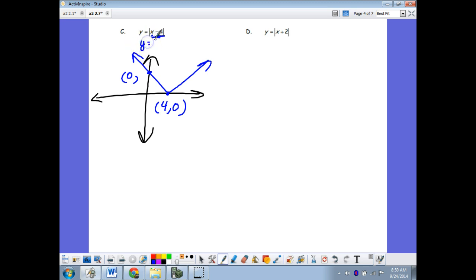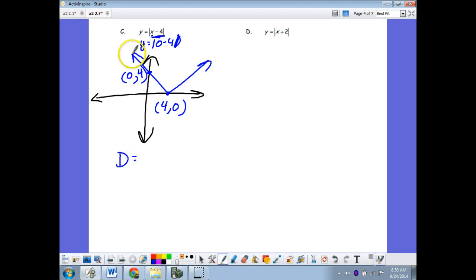So y is equal to the absolute value of 0 minus 4. 0 minus 4 is negative 4. The absolute value of negative 4 is 4. So that is the y-intercept. Now we've labeled everything we need to. We just need the domain and the range.